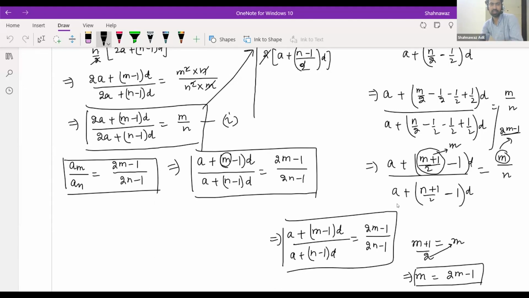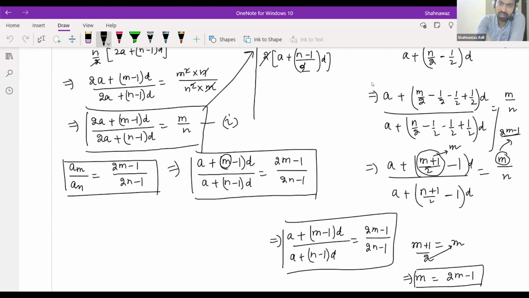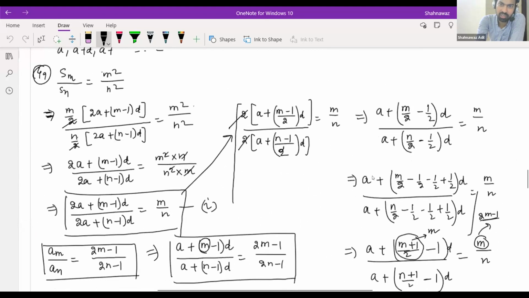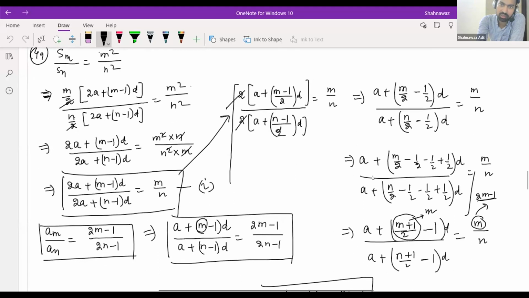Is this clear, guys? Yes, sir. Okay, please note it down, and then Amira, did you understand this part? Abir and Amira, did you understand this part? Yes, sir. Alhamdulillah, I understand. Okay, so please note it down, and then we will do the 50 and 51 questions.